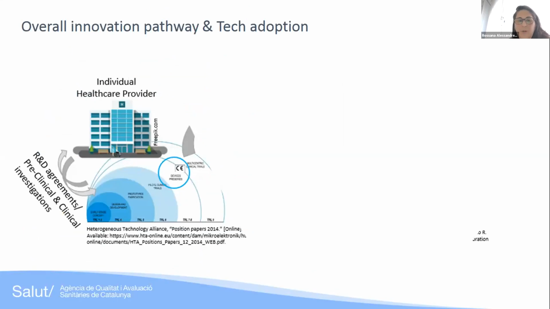So usually, if we look at an overall innovation pathway and tech adoption, a lot of projects come up with R&D agreements and R&D grants. There are maybe preclinical and clinical investigations, with collaboration, maybe with some funds from the European Union, or also local grants. We have individual healthcare providers, or more of them, that collaborate with academia and industry to ensure that we move up the TRL, the maturity of the technology, and then we finally certify this technology. So at the end, the regulators, the EMA, the FDA, the notified bodies will accept this technology, and then this technology can be sold.